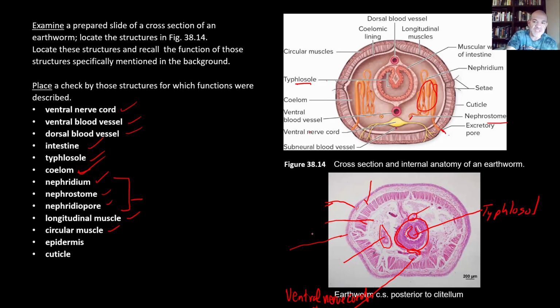So that's a cross section, and an image like that could appear on your last lab exam. So make sure you can sketch it and try to label it overall. Maybe make a flashcard with it.